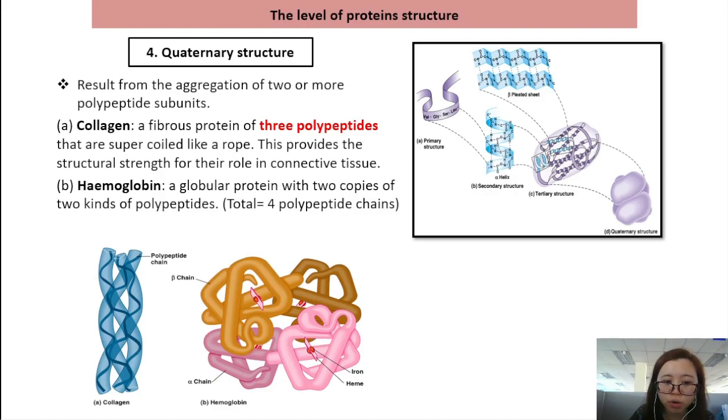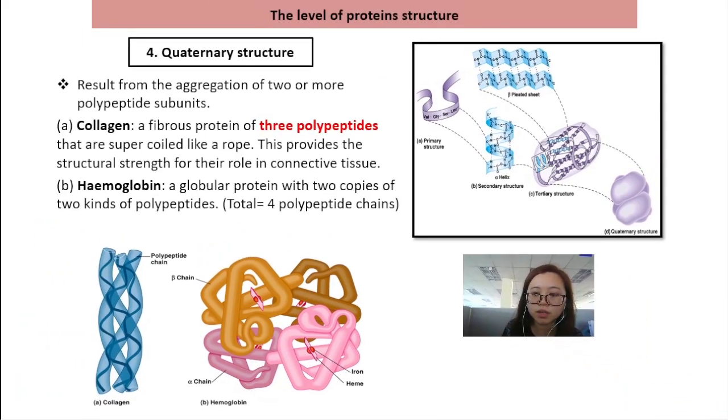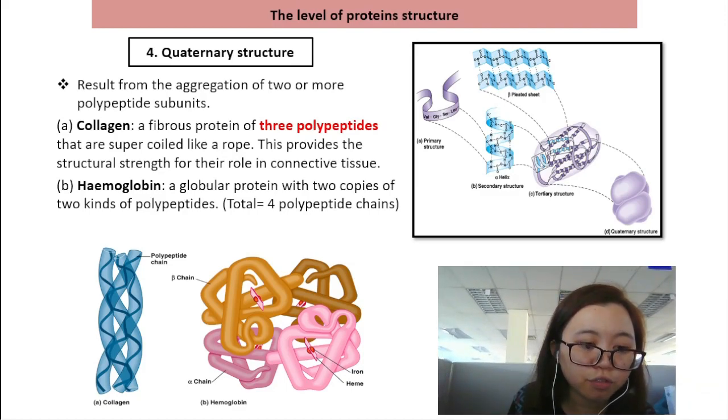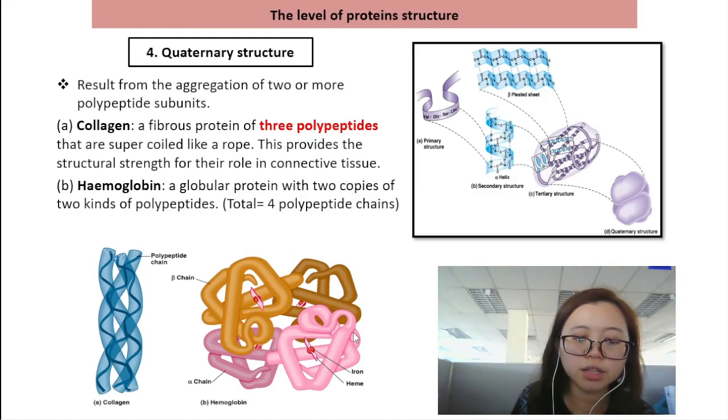They are supercoiled like a rope, and this provides the structural strength for their role in connective tissue, and then they make your skin look very young. Another example of quaternary structure protein is hemoglobin. Hemoglobin is a globular protein, so globular means bulat-bulat, okay? Globular protein with 2 copies of 2 kinds of polypeptides. So dalam hemoglobin, we have 2 kinds of polypeptides, which is alpha chain and beta chain.